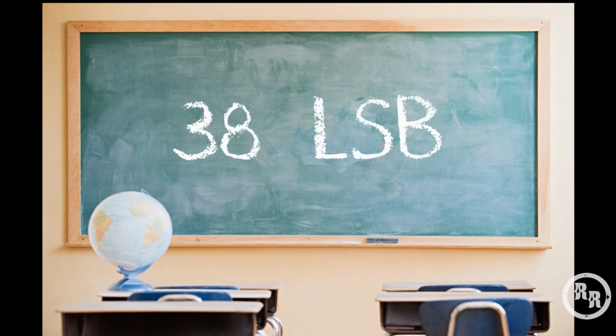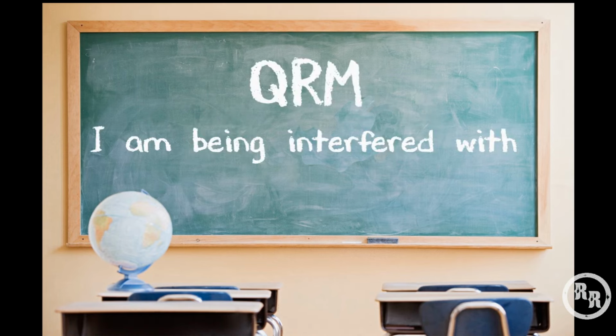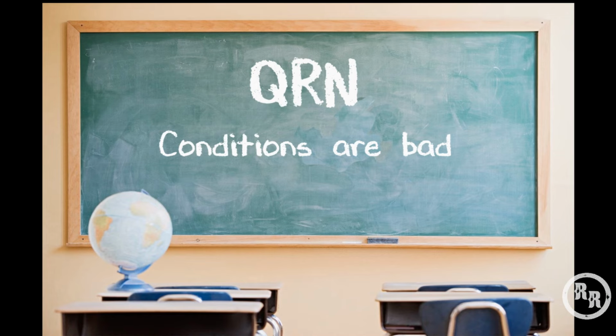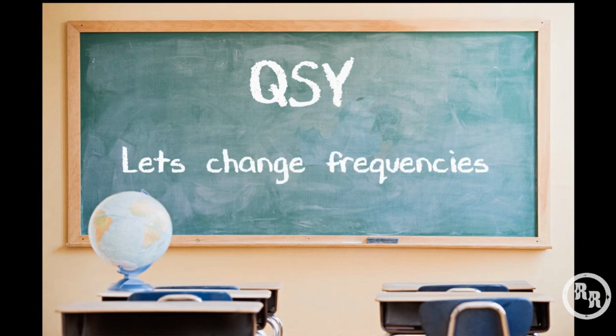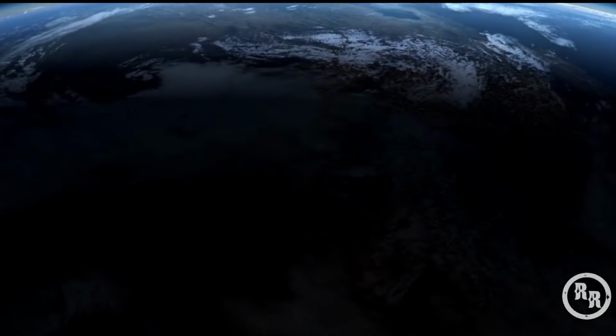When you're sandbagging on 38 lower sideband and listening to the skip rolling in, you will more commonly hear terms like QRM, which means I am being interfered with, or QRN, which means conditions are bad. And the more common one, which is QSY, which means let's change frequencies. That's what somebody will ask you to do if they want to go to a different frequency to talk with you.